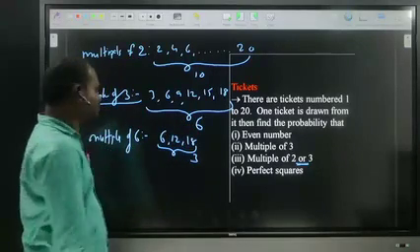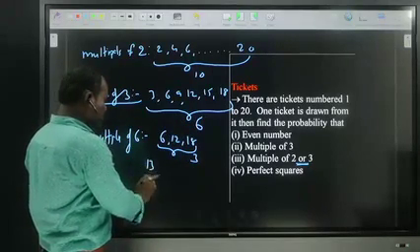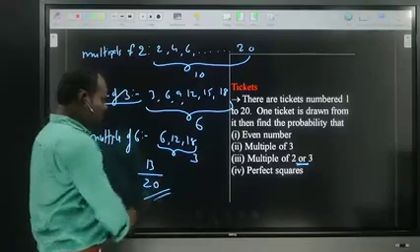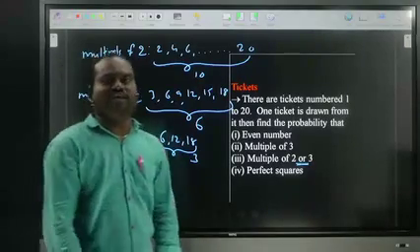16 minus 3, how much? 13 out of 20. So what is the answer? 13 out of 20. Is it clear?